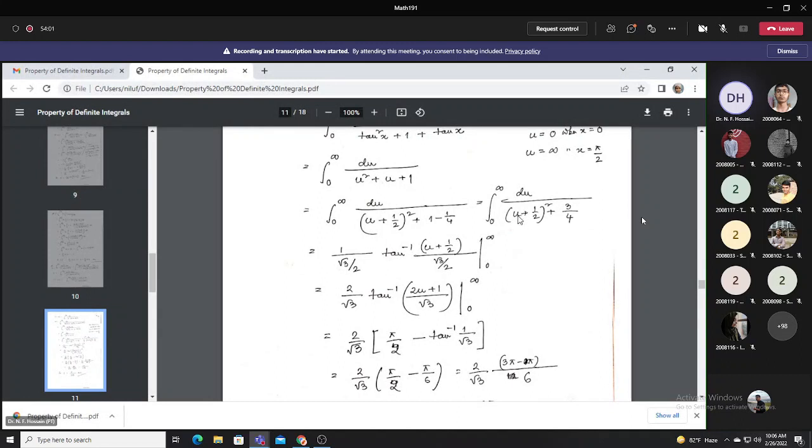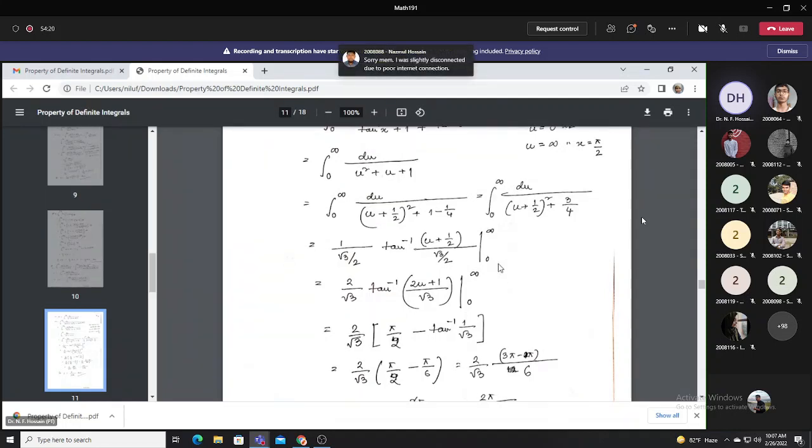So if you take a substitution, u plus half equal to z, you will get du equal to dz. So same thing, we don't need any substitution here. It will be 1 by a, that means 1 over root 3 by 2. Then tan inverse, your x is u plus half and a is root 3 by 2, and the limit is 0 to infinity. So 2 by 3 into tan inverse.